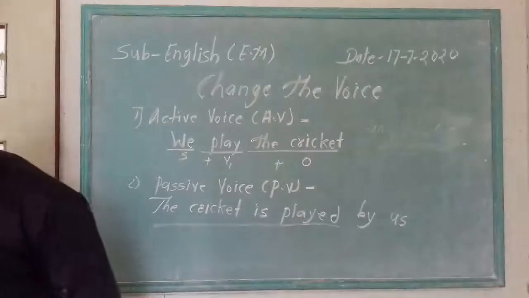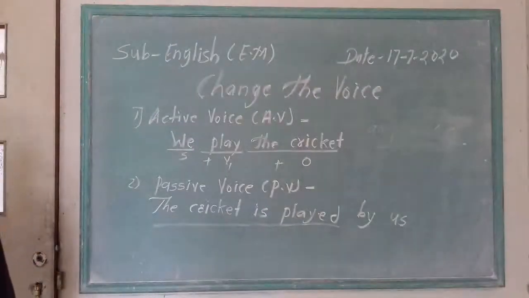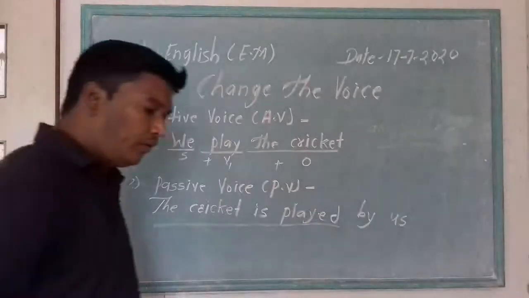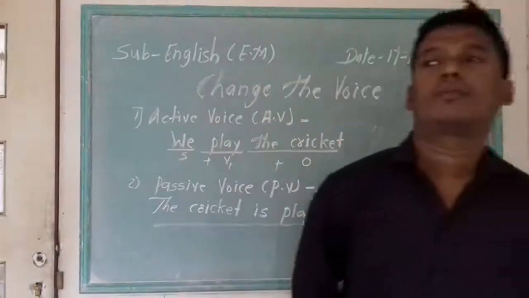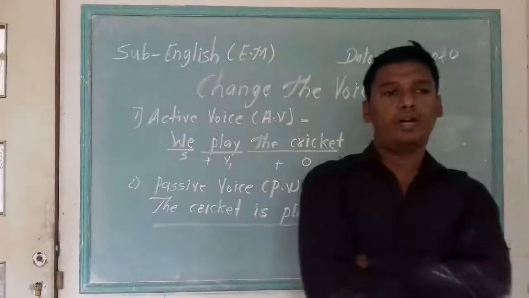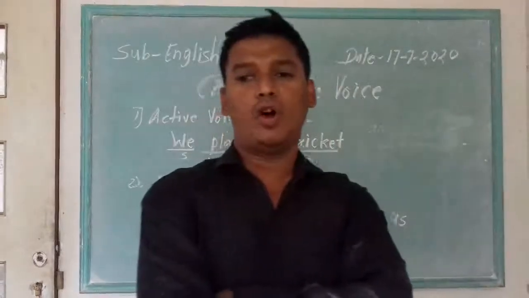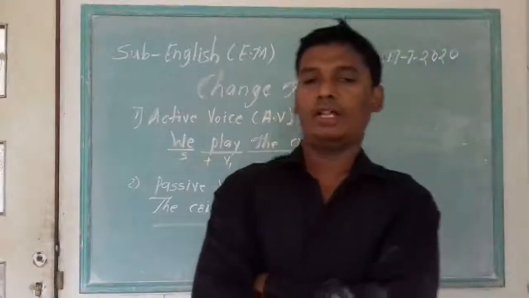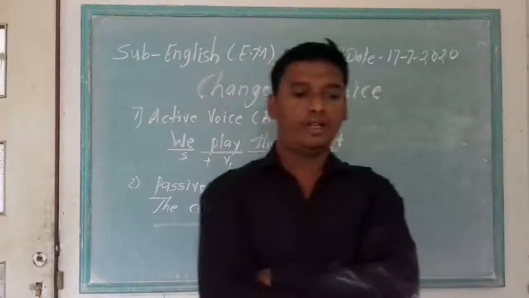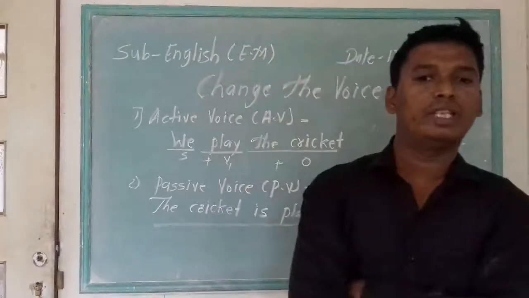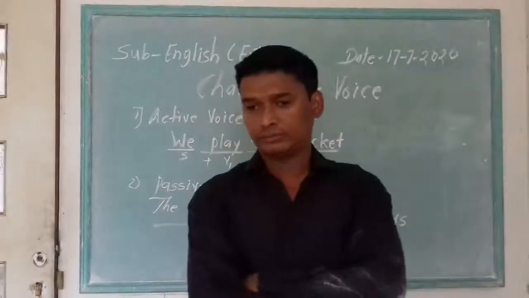First rule, write rules with a blue pen. After one rule, leave one line. First rule: first of all, find out the object in the given AV sentence. Full stop.